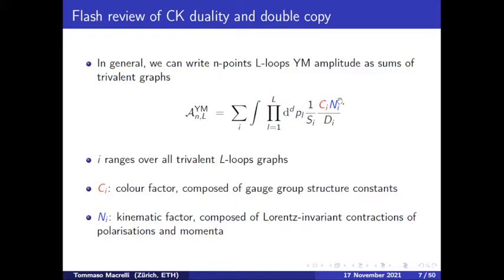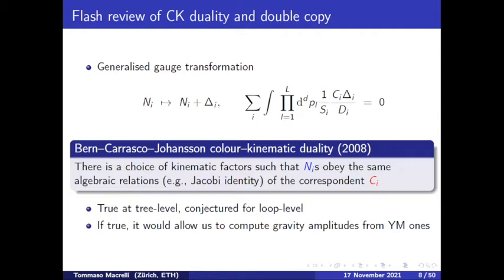We can again split this numerator into two bits. The red one is the gauge group structure constants, and this is what we call the color factor. The other one is the kinematic factor, Lorentz invariant contractions of polarization and momenta. And again, the kinematic factor is not uniquely determined.